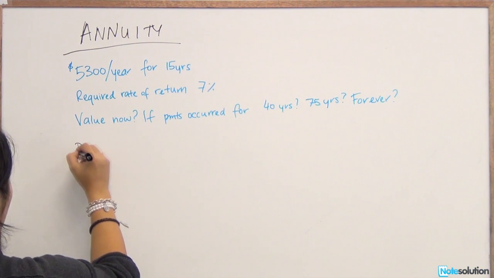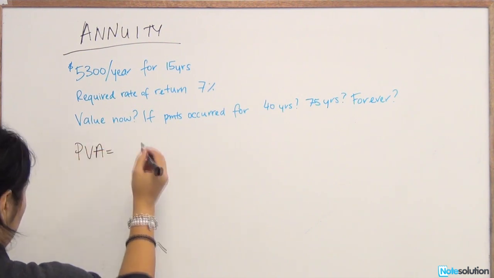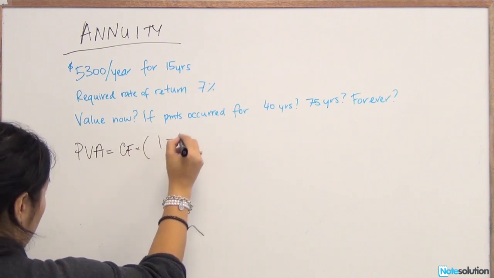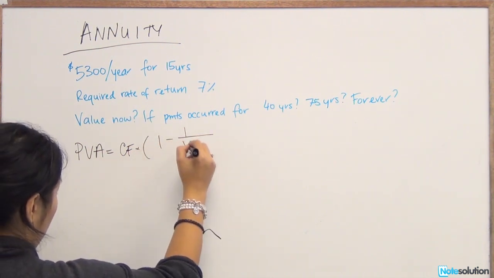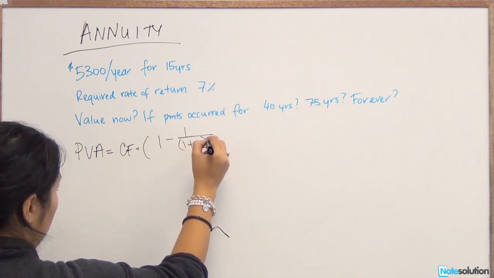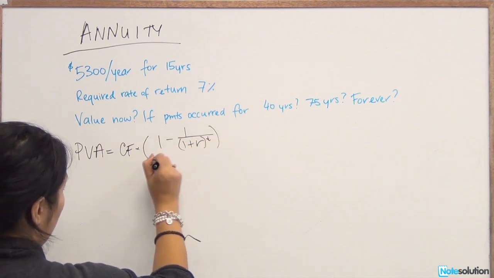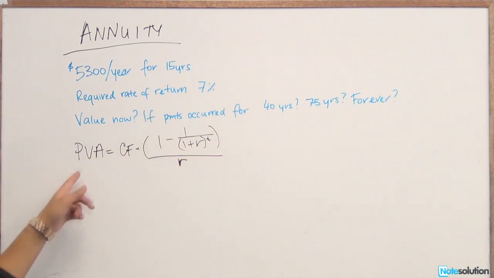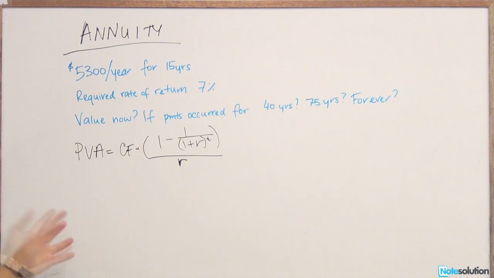And present value of annuity is equal to the cash flow times 1 minus 1 over (1 plus r) to the power of t, and the entire thing is divided by r. So this is the basic present value of annuity formula. It's something that I suggest you memorize because you'll probably need to use it quite a number of times. Once you know the formula, the question becomes really easy. It's just a simple plug-in of the numbers and values to get the present value.